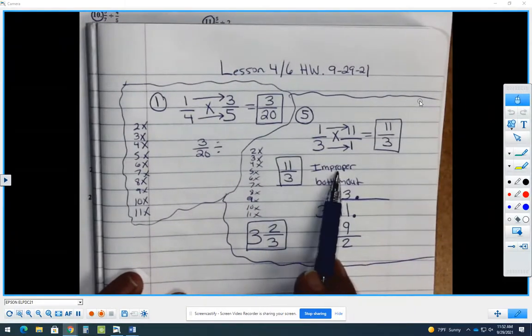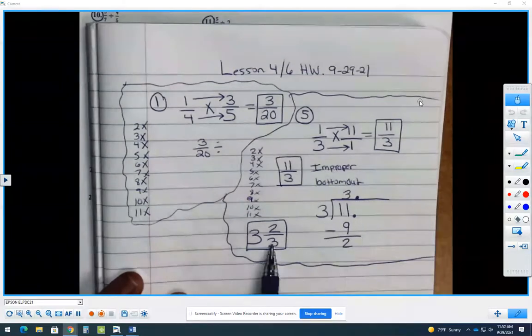But that's an improper fraction. We don't want that. So this is a mixed number. I want that. That's better than an improper, right? Which one do you understand better? 3 2/3 or 11/3? That's why we want it that way, okay?